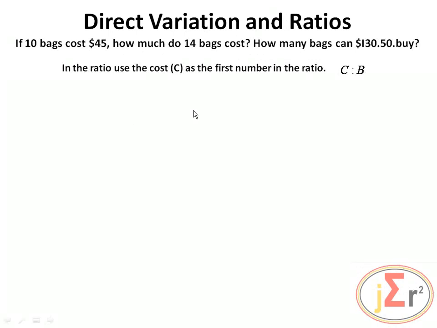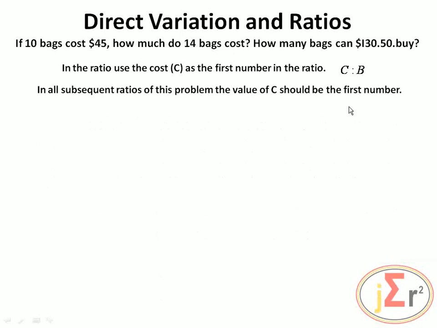And of course, we're going to write the ratio c to b. It is the same problem, so the symbols are representing the same thing. So c to b. And of course, if we're going to be putting the cost first, we need to put the cost and then the number of bags. So let's see what the next statement is. In all subsequent ratios of this problem, the value of C should be the first number.